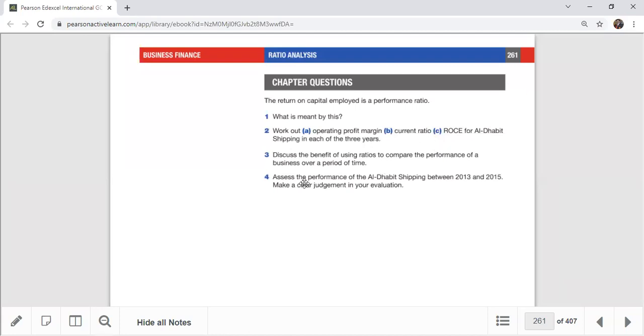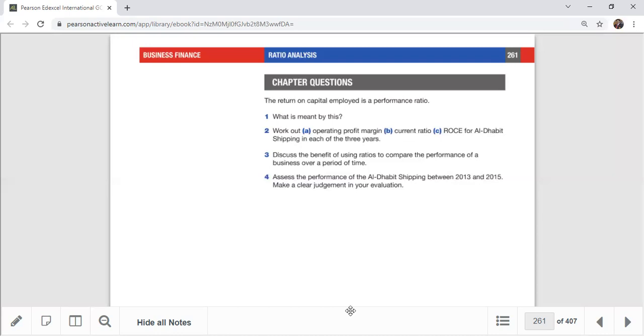And the third question asks, discuss the benefit of using ratios to compare the performance of a business over a period of time, right? This is an analyze question, a 6-mark question on the benefits of using ratios. We'll see what the benefits are. And the last question, assess the performance of Al-Dhabit Shipping between 2013 to 15. Make a clear judgment in your evaluation. So this is a 12-mark question. Evaluate the performance of the Al-Dhabit Shipping Company.